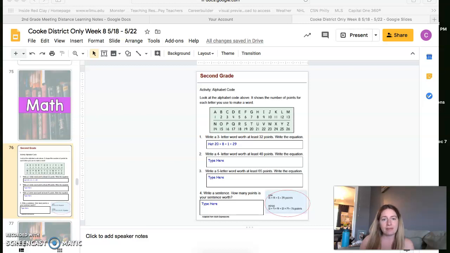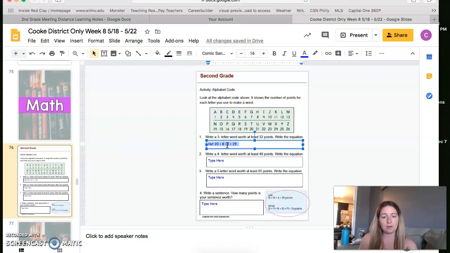So your math activity is called Alphabet Code, and it can be found on your Google Slides or in the Remote Learning printed pack. If you're doing it on the Google Slide, you're going to want to get a piece of paper and a pencil or a whiteboard and a marker to use for this activity. And if you're on the slides, you can follow along, or if you have the packet out, you can open it up too and work on it as we go.